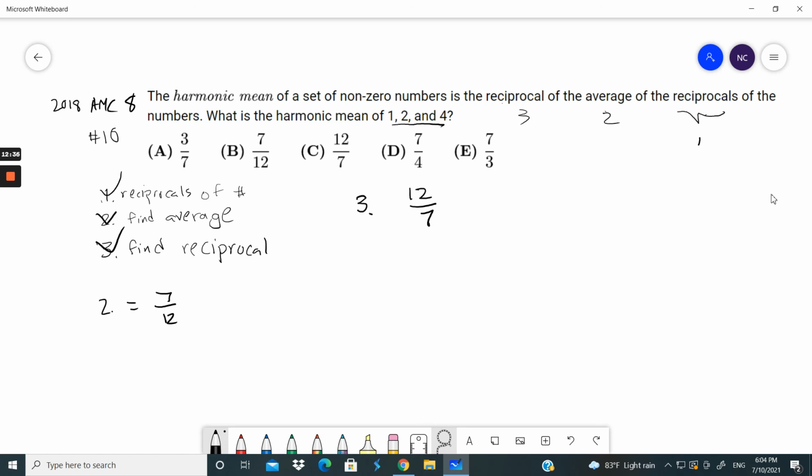So having these steps just makes it really easy to move from step to step, see where you're messing up, or if you look back on it, it's easier to check your work because you can say, okay, I did this part right. Did I do this right? Okay, what about the next step? And then you can do that over and over to check your work. So in this problem, your answer ends up being 12 over 7, the harmonic mean of 1, 2, and 4.